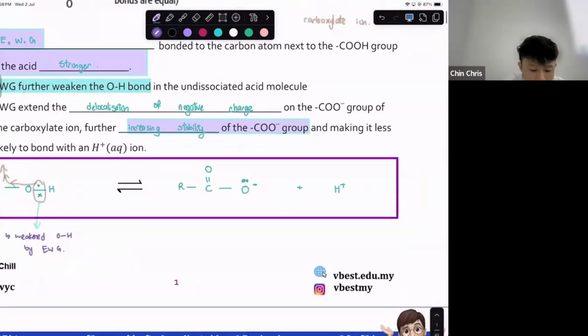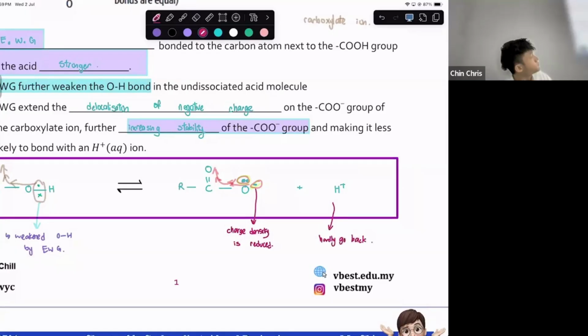Alright guys, next. What about your carboxylate ion? The lone pair, the negative charge, where do they go? They are also pulled towards your C double bond O, right? Correct. Which means, guys, what happened to the charge density here? It's lower, right? Which means your H plus will hardly go back to the COO minus. Understand?